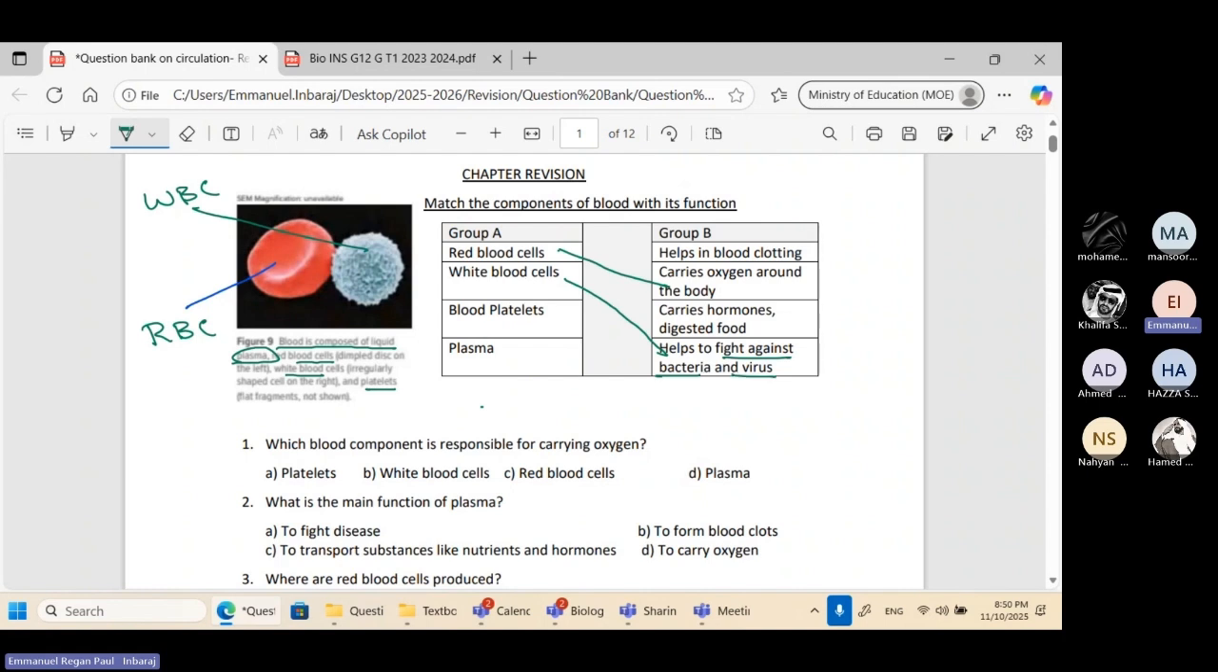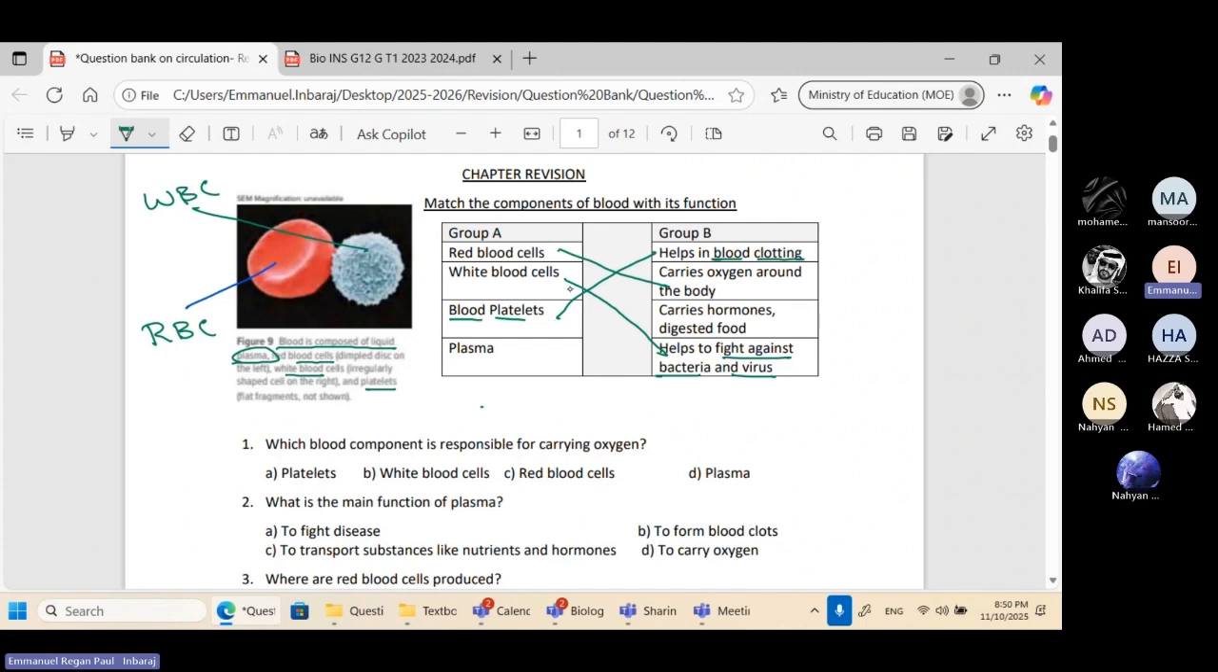The white blood cell. Number three, platelets. Platelets will help in blood clotting. What is blood clotting? When there is an injury in your skin, when there is a cut in your skin, the wound is getting healed on its own. This is called blood clotting. So who helps to do that? It is done by the blood platelets. So blood platelets help in blood clotting.